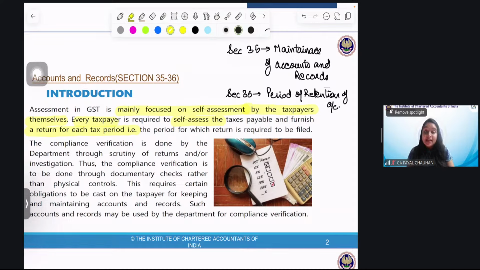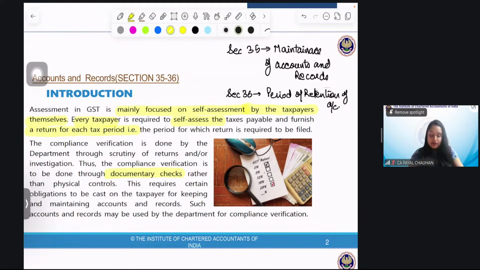Then the compliance verification is done by the department through scrutiny of return and or investigation. Sometimes they check your return, sometimes they investigate also where they feel something is missing or something is fishy. Thus the compliance verification is done through documentary checks rather than physical control. That means the department usually checks you through the documents which you have given to the department. So more of documentary checks are there rather than the physical control.